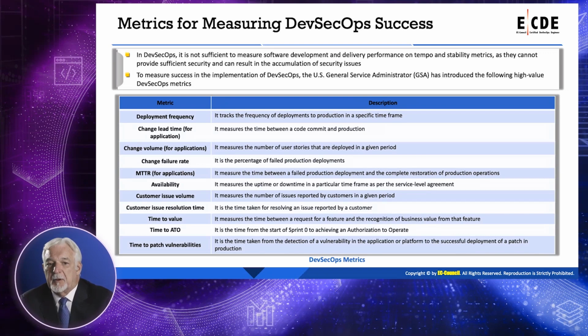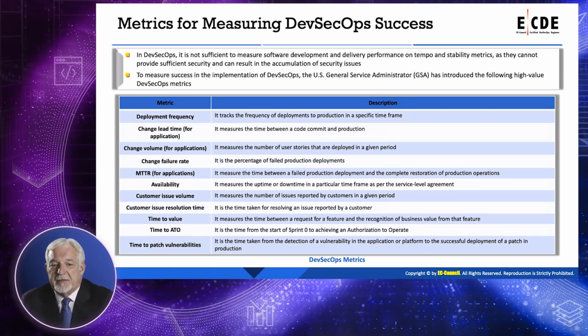The first is deployment frequency. This metric tracks the frequency of deployments to production within a specific time frame. The next one is change lead time for applications. It measures the time between a code commit and it hitting production. Code change volume for applications measures the number of user stories that are deployed in a given period. Failure rate. This is the percentage of failed production deployments, another great metric.